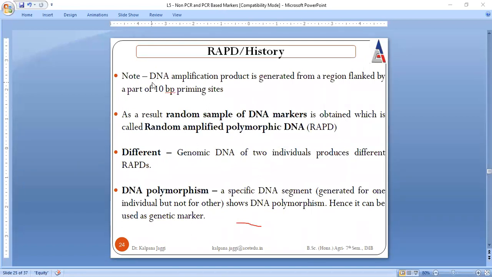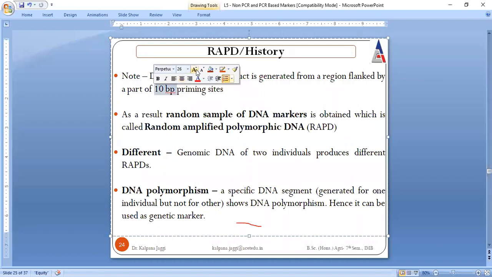DNA amplification, this is very important, as I have told you in the previous slide also. DNA amplification will only take place if it is flanked by a pair of 10 base pair primers, right? And as a result, a random sample of DNA markers is obtained. So this is called random amplified polymorphic DNA.